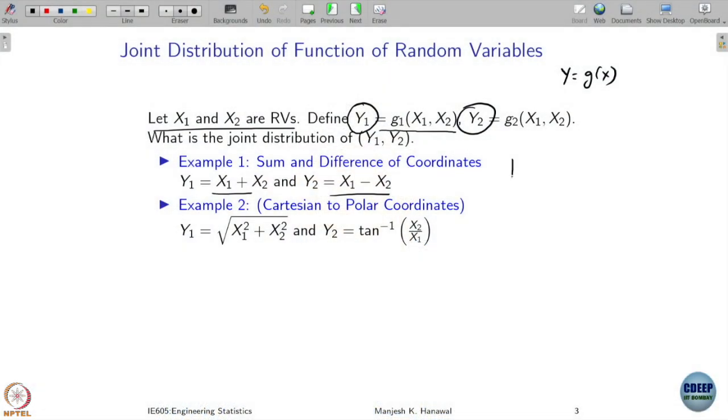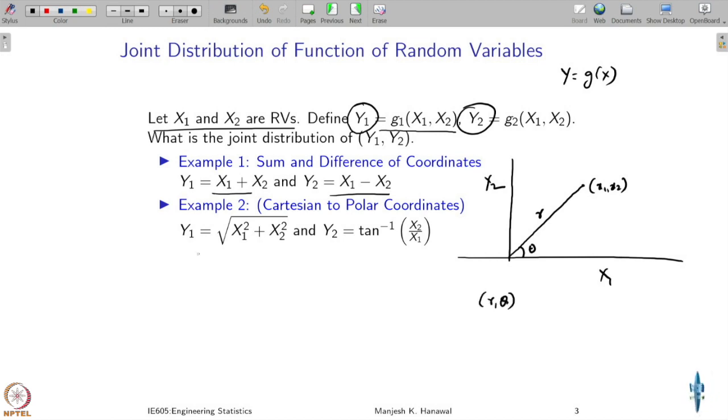And another example: you have, let's say, Cartesian to polar coordinates. Let's say you have x1 and another axis x2, and you take some point here, x1 and x2. One thing you will be interested in is your magnitude, so you have this Cartesian form and r and theta. Your r, the radius or the distance, is given based on x1 and x2, and your angle also depends on x1 and x2, right? Now you have these two random variables, and based on that you have new random variables. Now you may want to know how this radius and angle jointly behave. So you are interested in finding the joint distribution of y1 and y2.